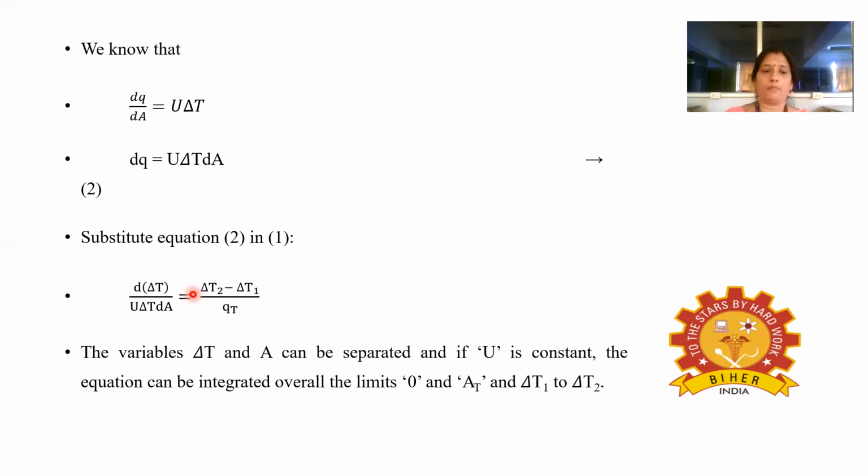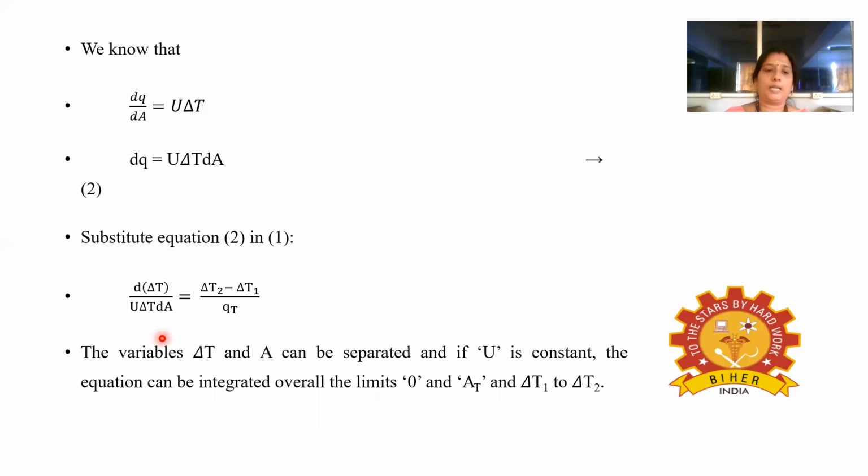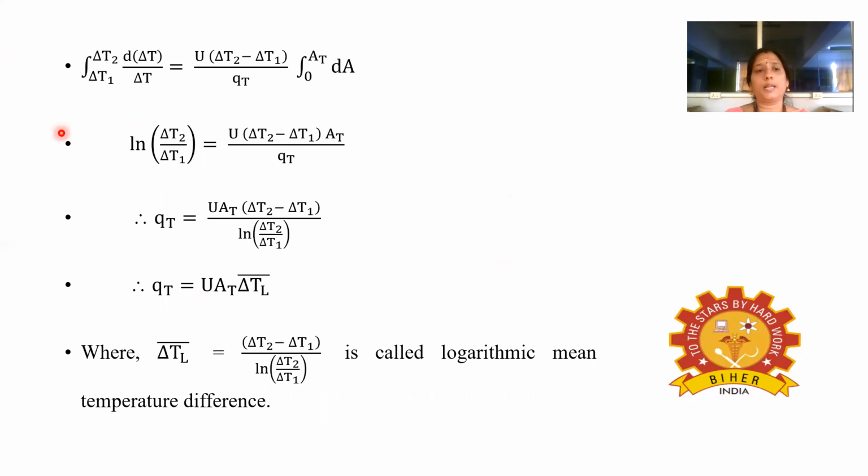Equation 1 we already have here, dq by d delta t, which we discussed in the previous slide. Instead of dq, we substitute U times delta t times dA. Rearranging, we get d delta t by delta t, with limits from delta t1 to delta t2, equal to minus U dA by qt.